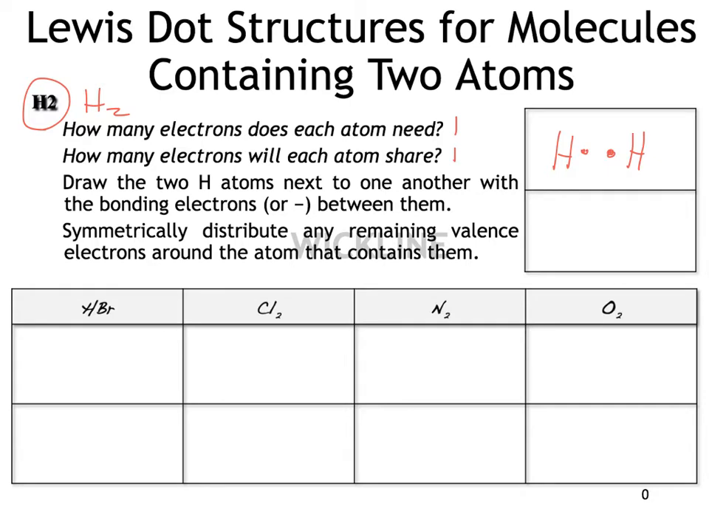And then I also advise you to symmetrically distribute any remaining valence electrons. Now for hydrogen there aren't any more, so this is the only one. And then lastly, in this box below the dot structure, let's redraw it, but remember from just a few seconds ago, you can replace 2 electrons with 1 dashed line. So that is a complete drawing.